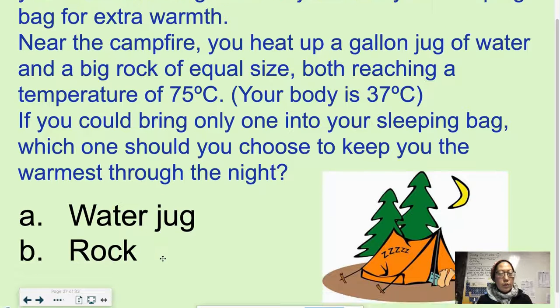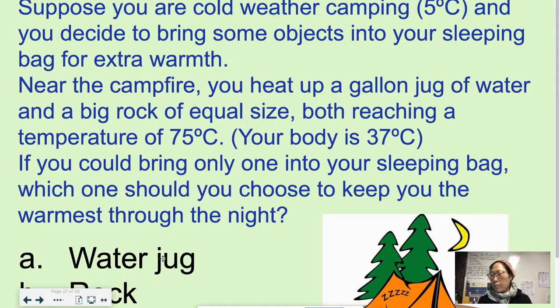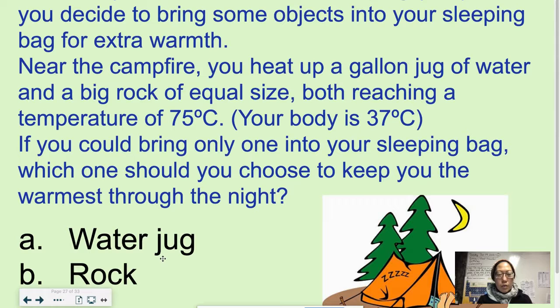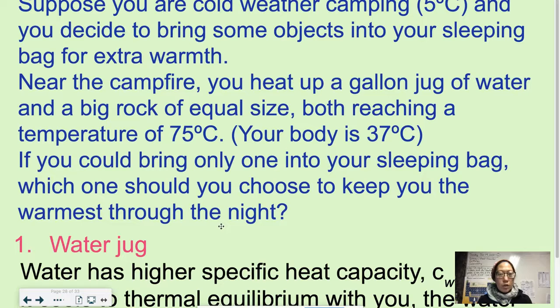All right, so now there's this problem. If you're going camping and you got the choice of bringing in a gallon jug of water or a big rock of equal size, both reaching a temperature of 75 degrees C, which one of these would you bring into your sleeping bag to keep you warm throughout the night? The water jug or the rock? Well, it turns out it's the water jug.